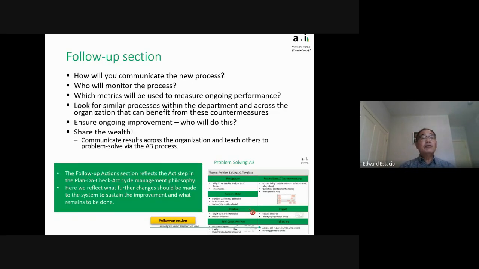And we need to follow up. How do we communicate the new process? How do we train people? Who's going to be monitoring the process? What metrics do we measure for ongoing performance? Who will be doing all this?